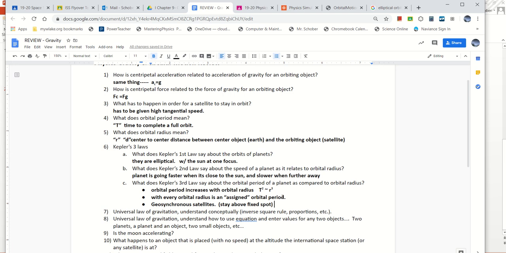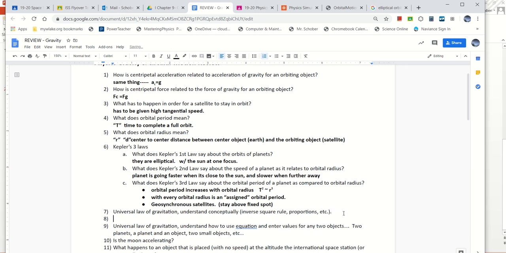So these two key ideas here is kind of what I want you to get out of that. And the geosynchronous satellites were just kind of an example of that. Universal law of gravitation, understand conceptually the inverse square rule. I guess this isn't really a question, the proportions, but remember that the force of gravity is proportional to mass and is inversely proportional to the square of the distance between two objects.